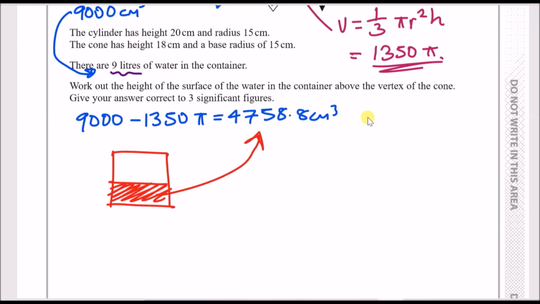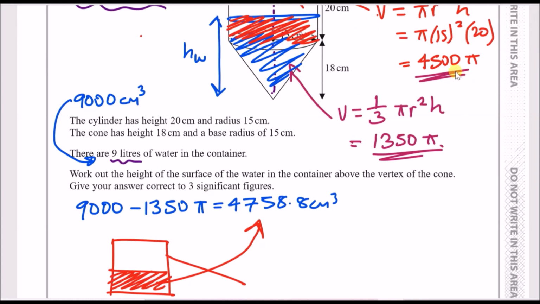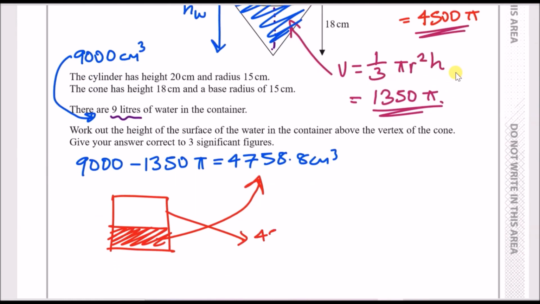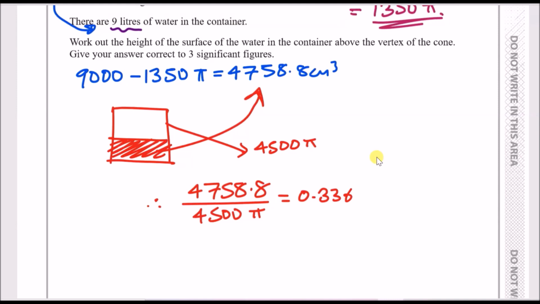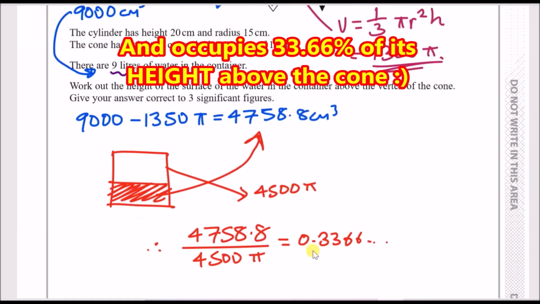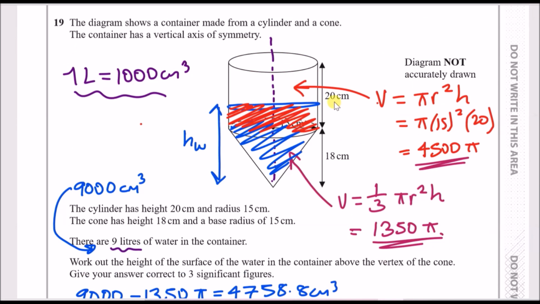And we know that the container itself has a volume of 4500 pi. Now to figure out how much water is occupying this container, we just got to divide them. So it's going to be 4758.8 over 4500 pi. And this should give us some kind of small number. If you do it correctly, you should get about 0.3366 and so on. So what it's trying to say here is that this water is occupying about 33.66% of its height. So all we do now, using the scale factor, is multiply against 20 and find out how high it is.